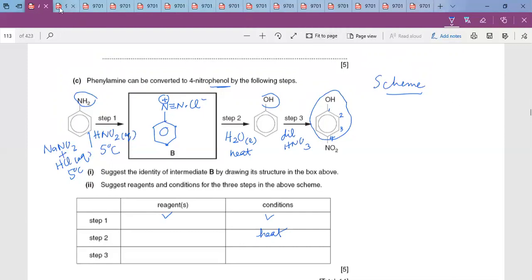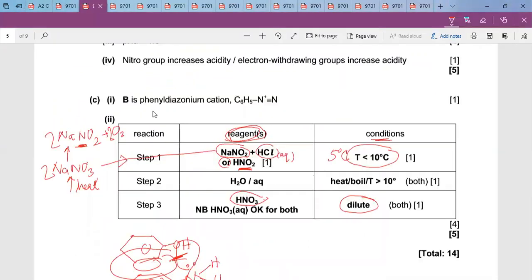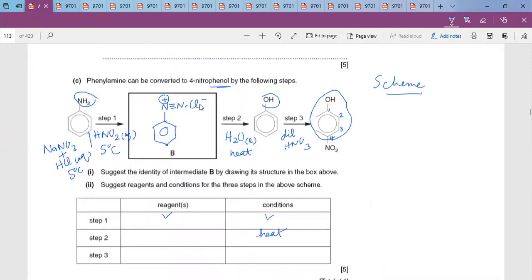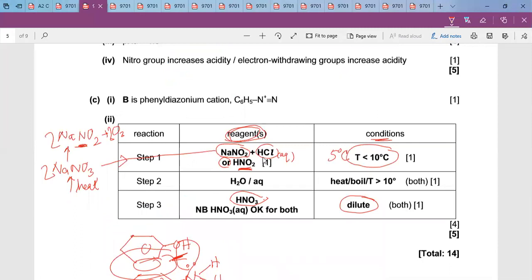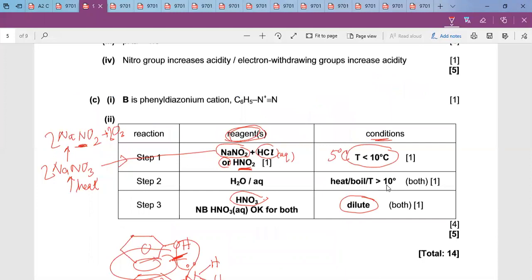Now let's look at the marking scheme. Okay, I think this is the one here. Yes. Okay, B. It's a phenol diazonium cation. We put, of course, Cl, we are more perfect here for that. Okay, now step 1, sodium nitrite plus HCl equals all this one here. Conditions, less than 10, 5 the best. 1 mark each. For phenol, step 2, water and heat. Water, heat, or boil. Anything, both are 1 mark.